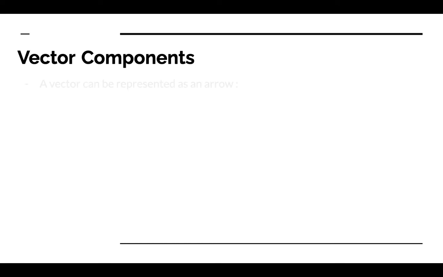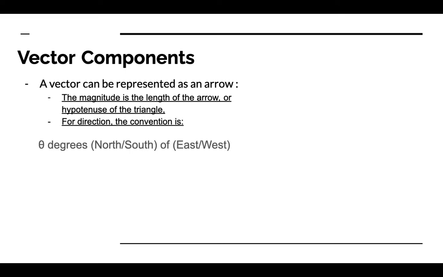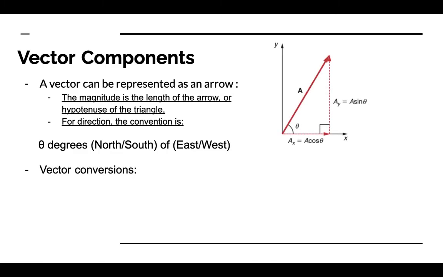So analyzing vectors with trigonometry is what we'll now look at. A vector can be represented as an arrow. The magnitude is the length of the arrow, or the hypotenuse of a triangle. For direction, the convention is that we have theta degrees north or south of east or west. So we see right here our conventions that we're talking about. This is our vector A. The length of the vector, the magnitude or hypotenuse of the triangle, represents the quantity, okay? So this would be like 30 miles outside of Phoenix.